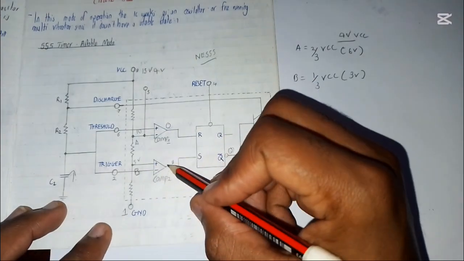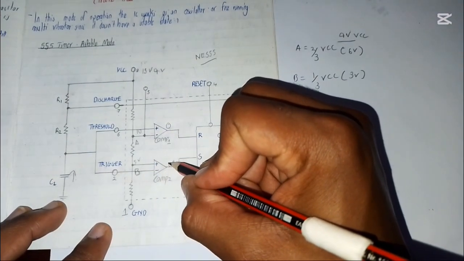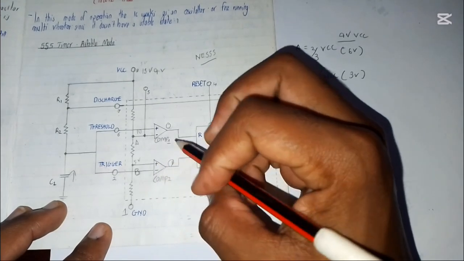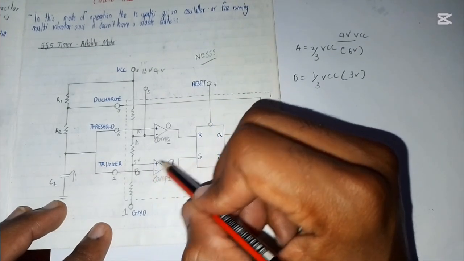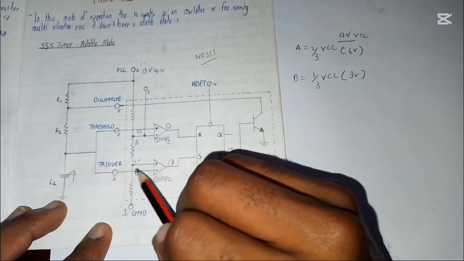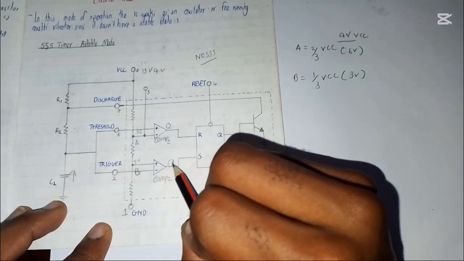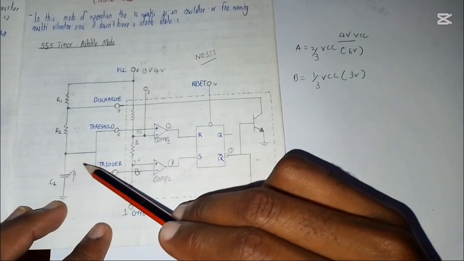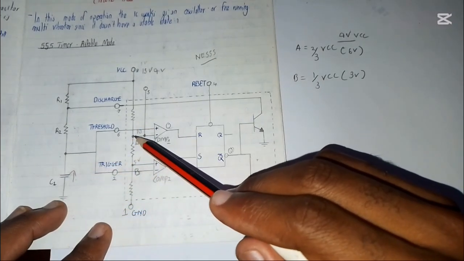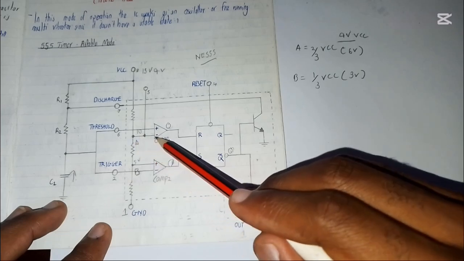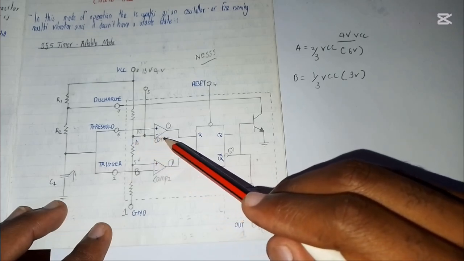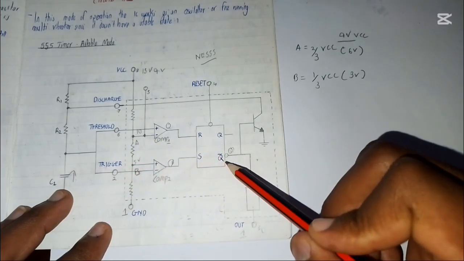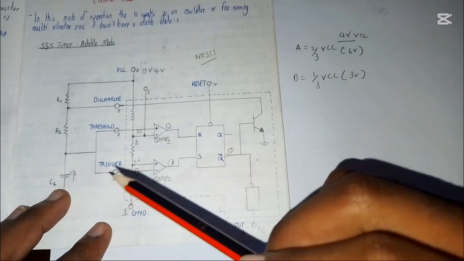If it charges to 1/3 VCC, it means that this part of the circuit will be 0, because this trigger is more than 1/3 of VCC. It means that it's going to give a 0. But nothing is going to change, because the 1/3 is not big enough compared to the 2/3 connected to the inverting input of this comparator. So nothing is going to change in our RS flip-flop, and the capacitor will continue to charge.